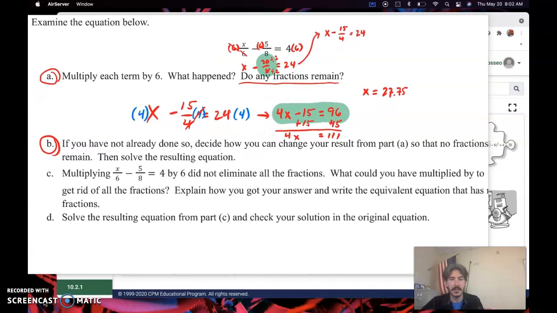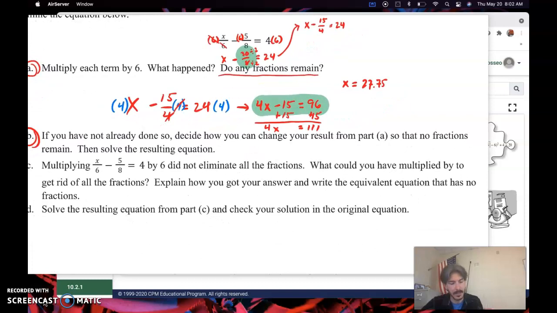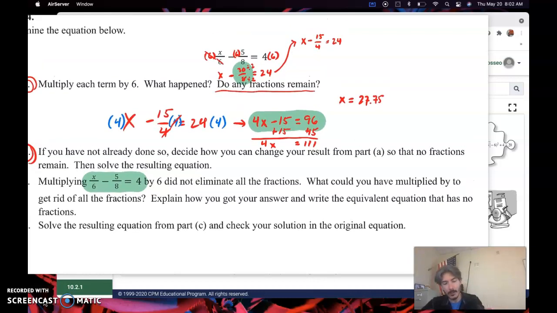Okay, but let's talk about this. It says in C, multiplying our original equation by 6 did not eliminate all the fractions. What could you have multiplied by to get rid of all the fractions? Well, I had to multiply by 6 and I had to multiply by 4. And that's because when I multiplied by 6 and by 4, I effectively multiplied everything by 24.